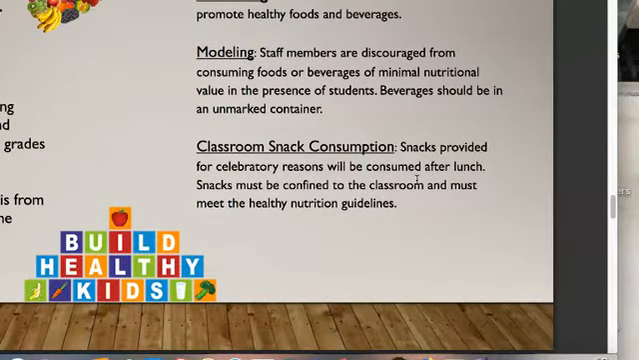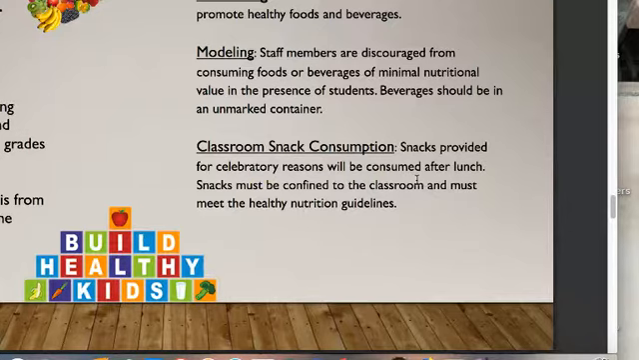Healthy Kids Act, we have reviewed some of this as part of our pre-service time, but basically fundraising items for sale and fundraisers should promote healthy food and beverages. Staff must model the Food and Beverage Healthy Kids Act. Beverages need to be in an unmarked container.